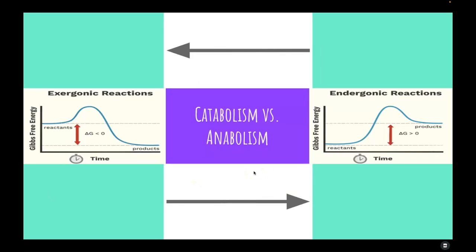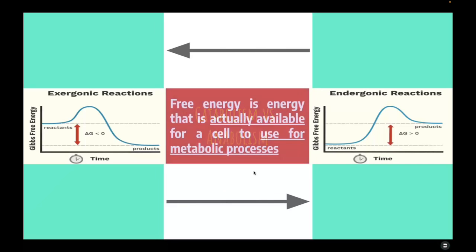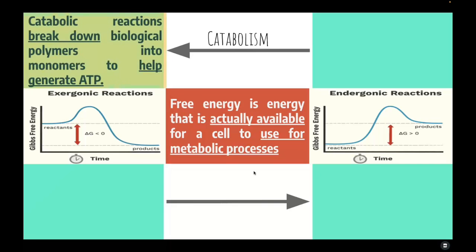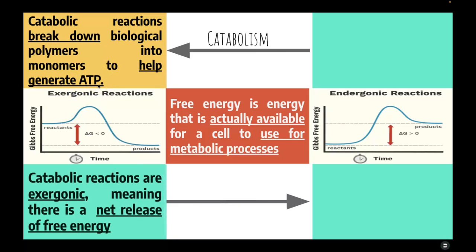Alrighty. So catabolism versus anabolism. Let's compare them. So free energy is energy that is actually available for a cell to use for a metabolic process. Catabolism, again, is the breaking down of biological polymers into monomers to help generate ATP. ATP is basically just the energy source our cells need. And again, it's exergonic, okay? It's going to release energy.